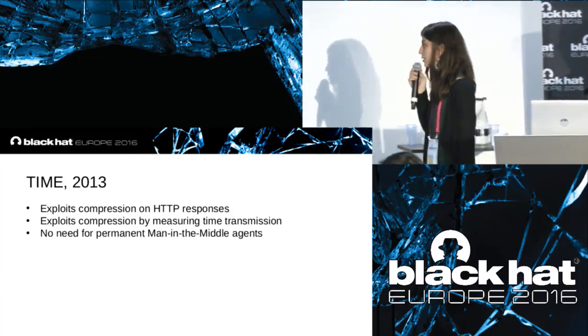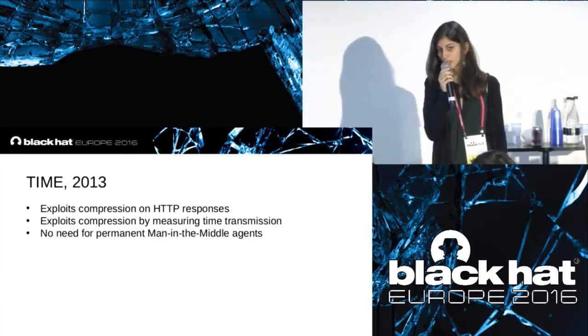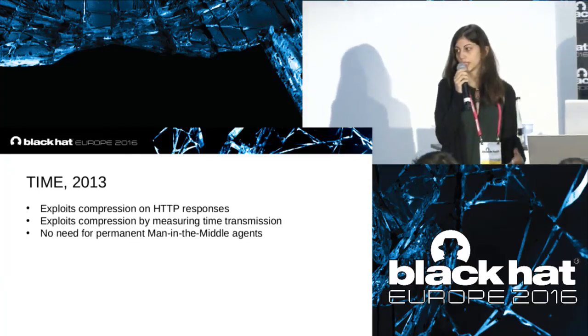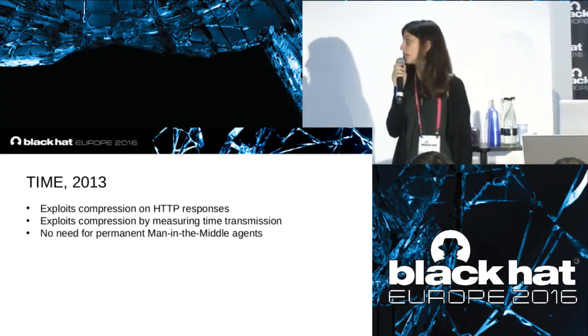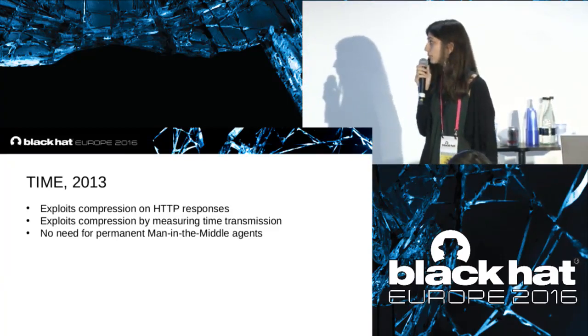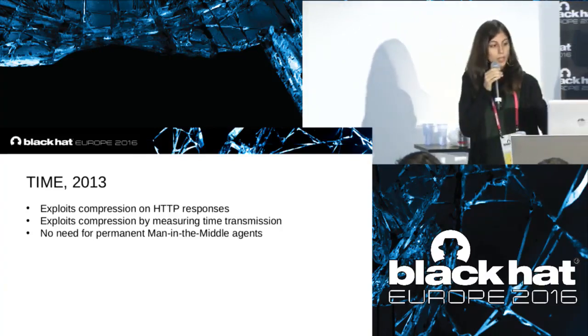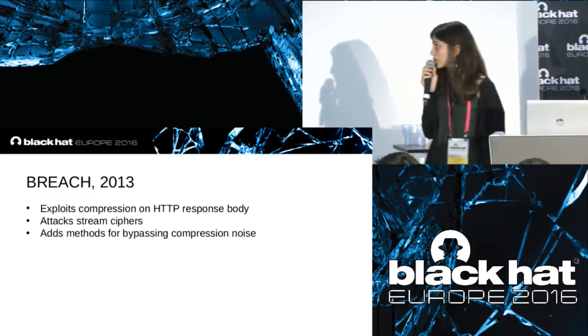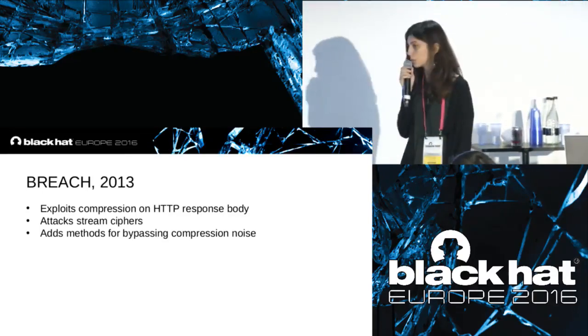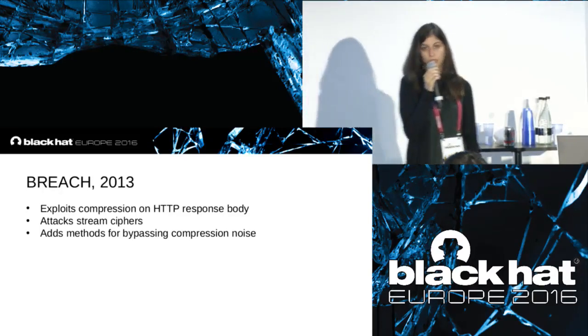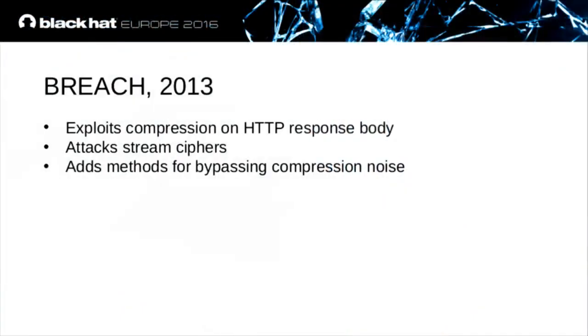TIME in 2013 exploited compression on HTTP responses. It exploited compression by measuring transmission time instead of payload size, and because of that, there was no need for a man-in-the-middle. Next was BREACH, again in 2013, which exploited the HTTP response body. The main secret was some secret tokens. It attacked stream ciphers, and it added some methods to bypass compression noise, such as the Huffman pool.